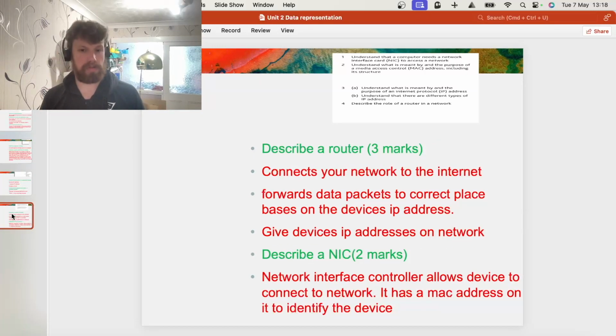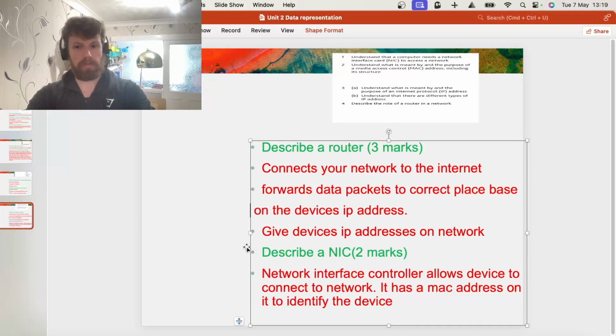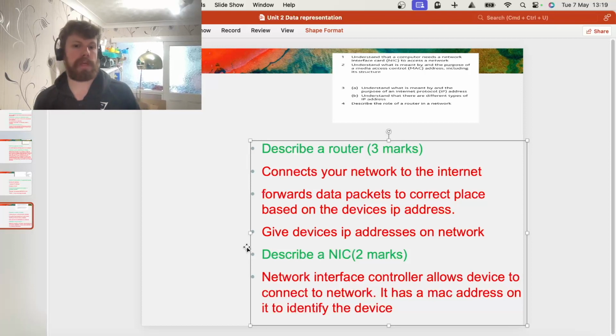What does the NIC do? The router connects your network to the internet. It forwards data packets to the correct place based on the device's IP address. It also gives devices an IP address on your network.